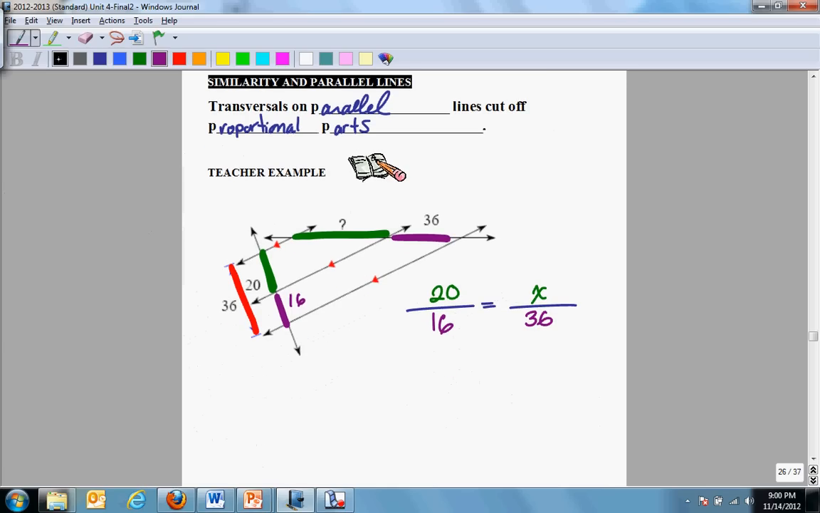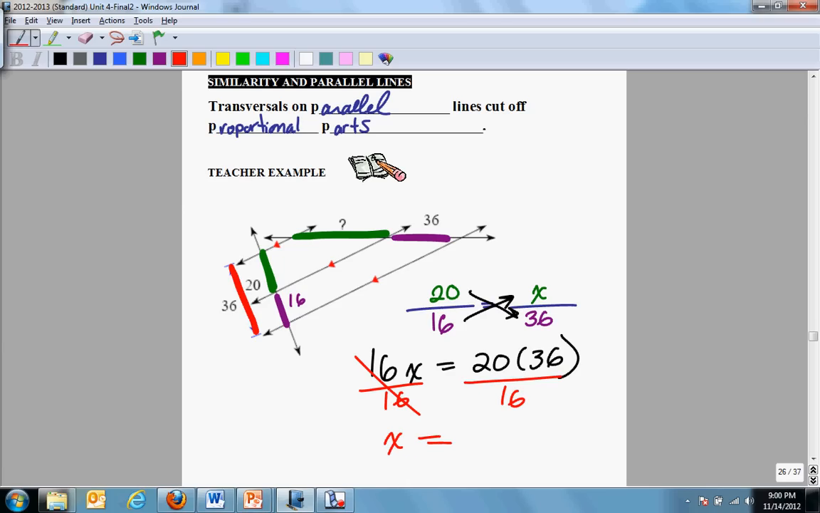Now you just cross multiply again. We have 16x equals 20 times 36. And again, instead of multiplying, I'm just going to factor here. Divide both sides by 16. I get x equals, let's see what we can do here. 4 goes into both of these, so 4 goes in here 4 times. And 4 goes in here 5 times. And then again, 4 goes up here 9 times. So my ultimate answer here is going to be 45.